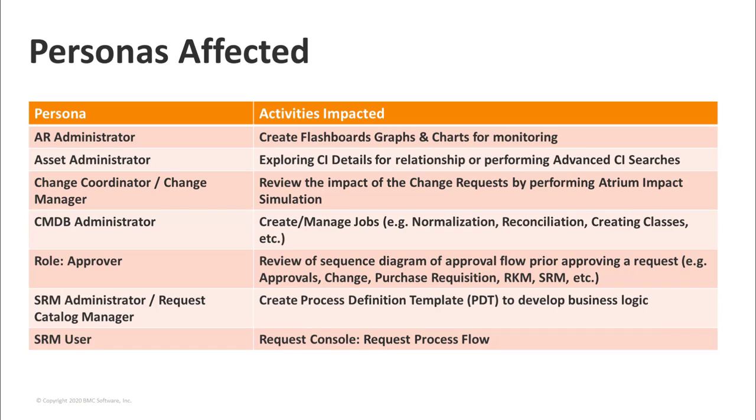The CMDB administrator's main job is to create and manage jobs like normalization, reconciliation, creating custom classes, etc. The next persona is the approver, who approves the change request or approval request. If there are multiple levels of approvers, and the approver has to see who the previous approver was who approved the particular change or request, he has to review the diagram for the approval flow. So that has been affected as part of this Flash deprecation.